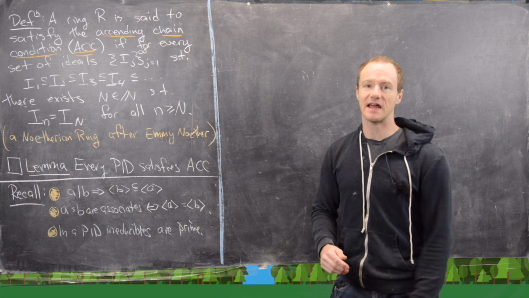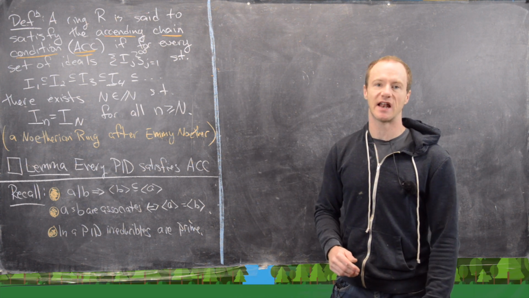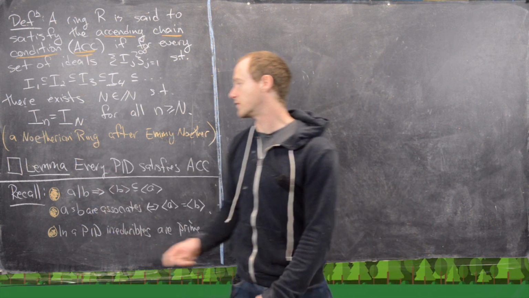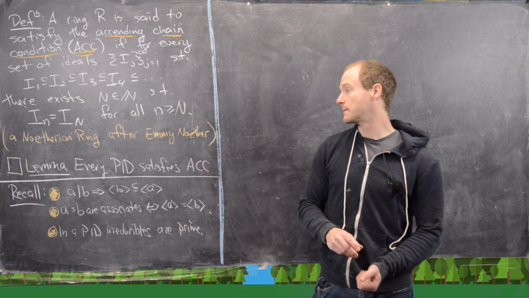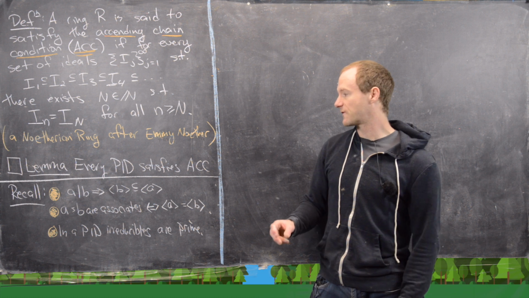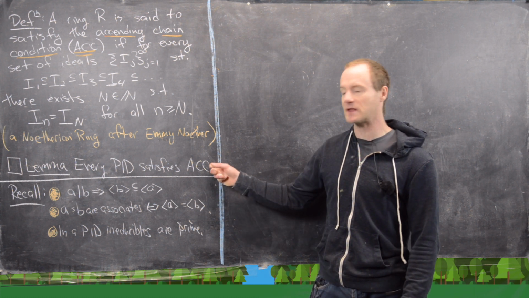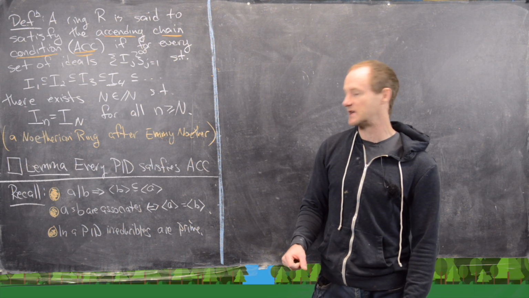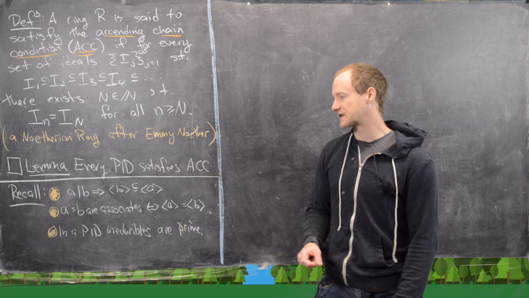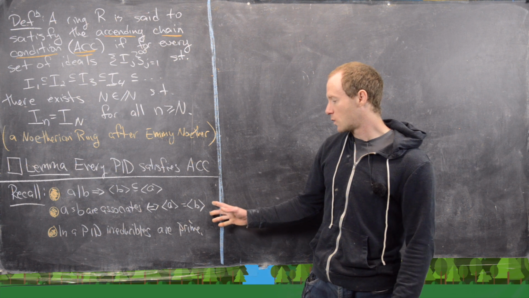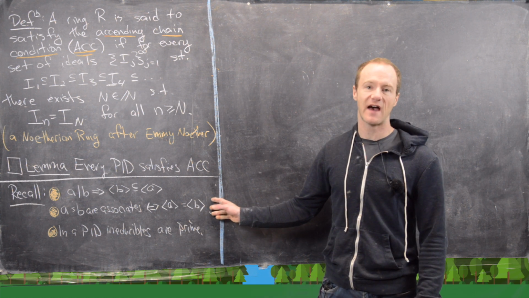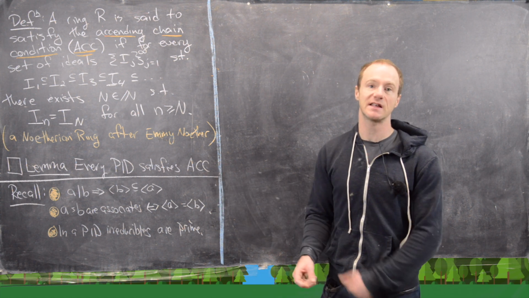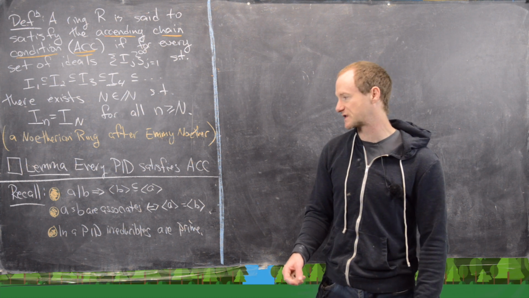I should say that a ring that satisfies this condition actually has a name, and it's called a Noetherian ring, after Emmy Noether. Okay, great. So the first thing that we want to prove is the following lemma, which says that every PID satisfies the ascending chain condition, in other words, it satisfies the ACC. And we're going to have to recall the following facts either for the proof of this lemma or for the proof of our big theorem, which is coming up.